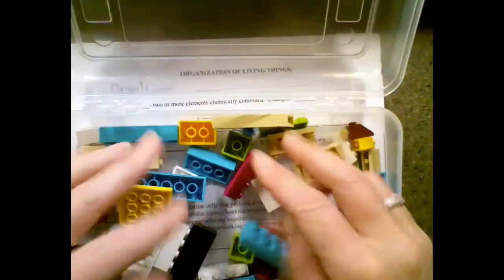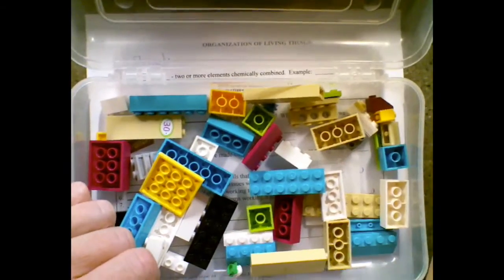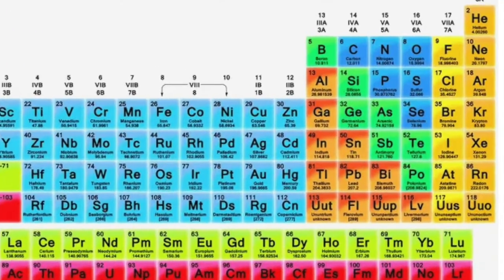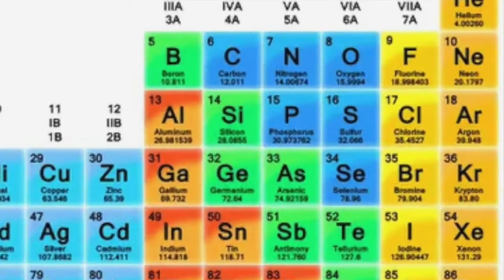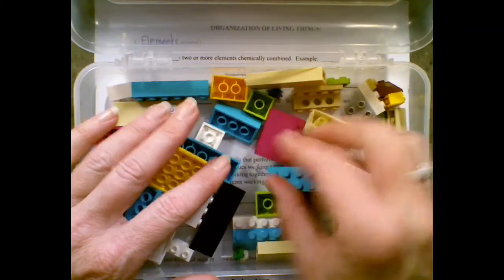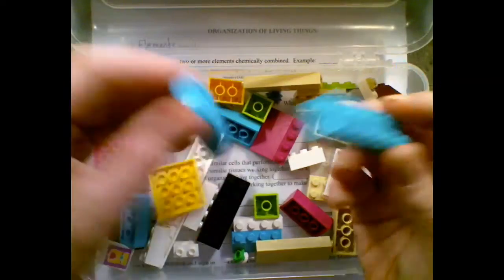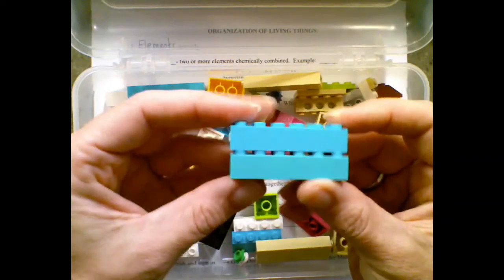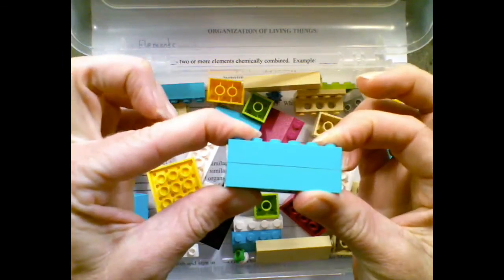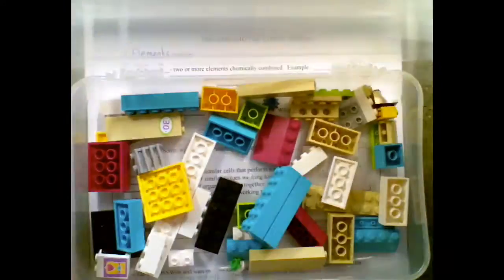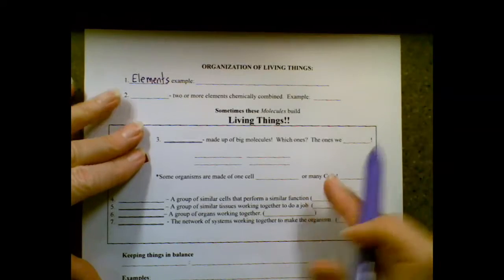So here's an example. I literally have some Legos. These are all my elements. You just saw some of them: carbon, oxygen, hydrogen. You can build the entire universe with these. There it is. Let's pretend that's an oxygen. Cool. If you glue them together, you're going to get the next level up. All right? So before we write that, let's write some examples right here of elements.